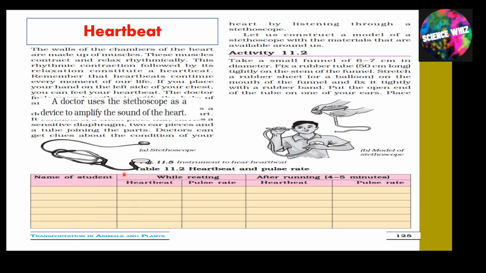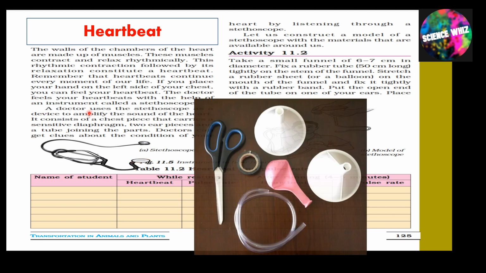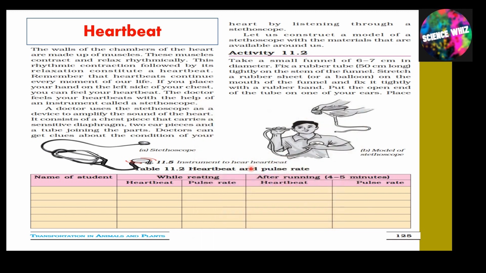A doctor uses a stethoscope as a device to amplify the sound of the heart. Amplify means increase the volume to make the sound louder. You can make your own stethoscope with the help of things like a funnel, electrical tape, balloon, rubber tube, scissors, etc.